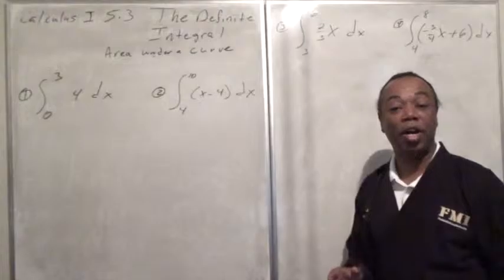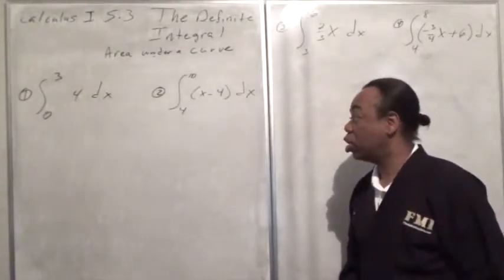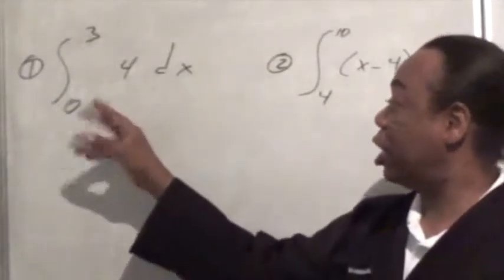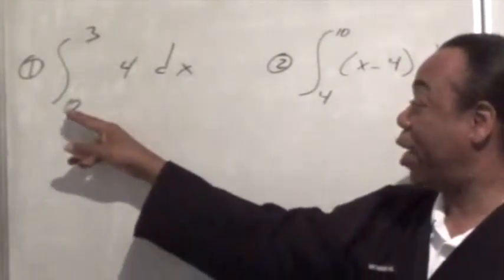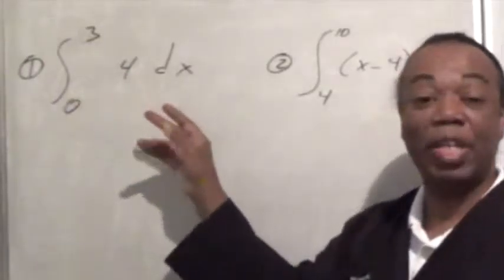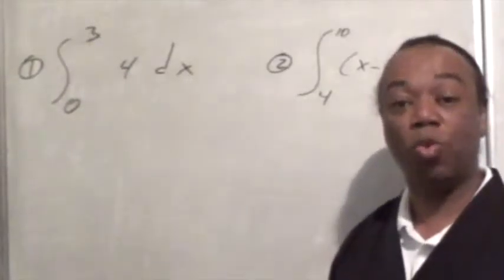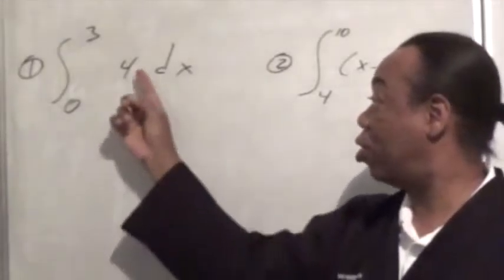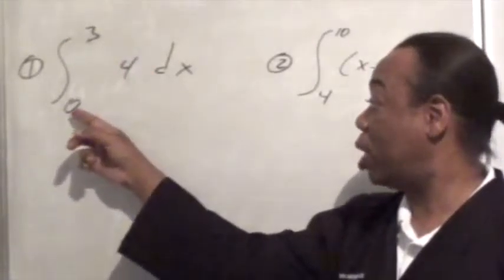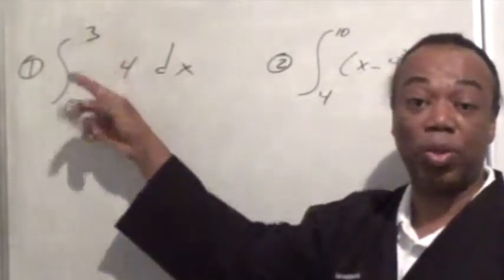Find the area under a curve. We're going to dive right into this. What we're looking at are definite integrals, integrals that have values below and above the integral. This tells you that we have a definite integral, and we're looking for the area underneath this function right here between x is 0 and x is 3.